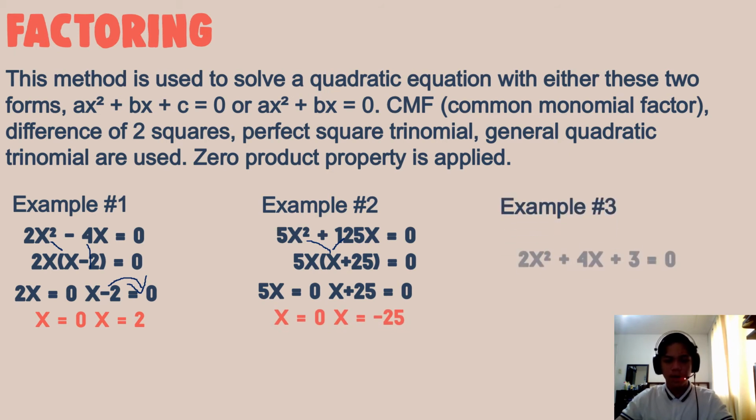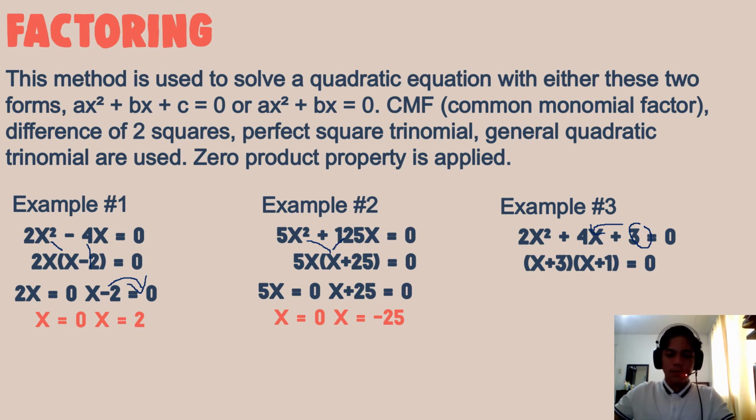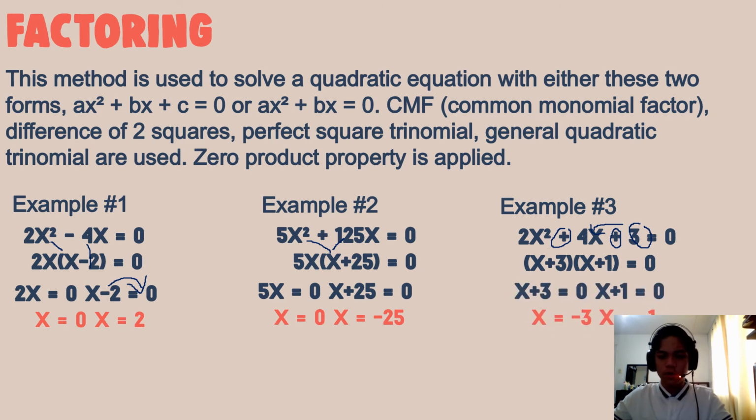In example number 3, we have the standard form. Everything is present. Now we need to factor. We need to look for factors of 3 that will equate to 4 when added. What are the factors of 3 that add up to 4? 3 and 1. Now just put 3 and 1 here. Why is the operation plus? It's plus because of the first and second operations. Now apply the zero property, then transpose, then you'll have your answer: negative 3 and negative 1.